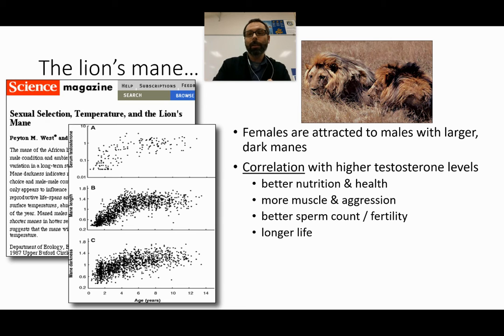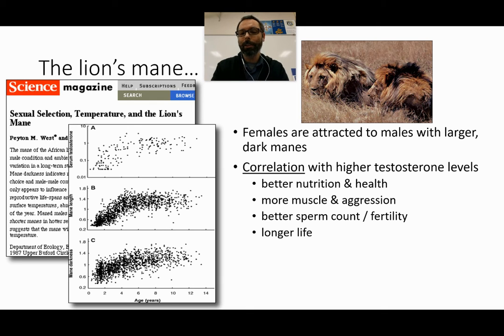So here's another one of those things where it's kind of like the evolutionary arms race. The females are choosing the males with the longer, darker manes. And so as a male, it's better to have a long, dark mane. But at the same time, if you're a female who, for whatever reason, has a genetic mutation that changes your behaviors, changes your preferences, maybe you're a female who doesn't do this, right?